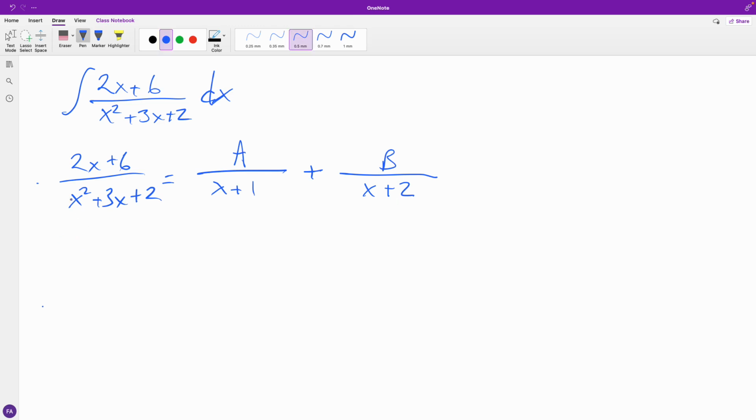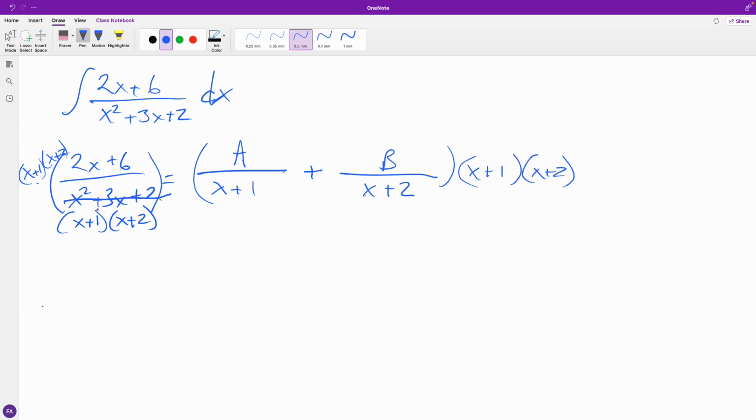Now, here's where it gets fun. I'm going to think of this denominator here as x plus 1 and x plus 2 because it's going to be more useful to me in its factored form. And what I'm going to do is multiply the right and the left-hand side of this by those denominators. So I'm going to multiply the right-hand side and the left-hand side by x plus 1 and x plus 2. Do the same thing on the other side. x plus 1 and x plus 2.